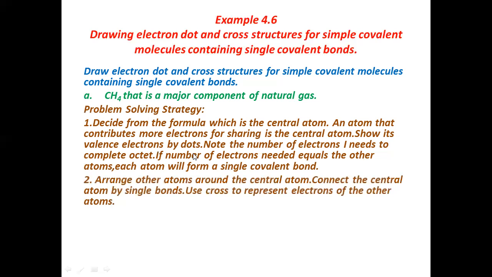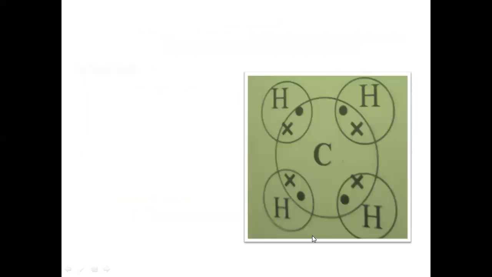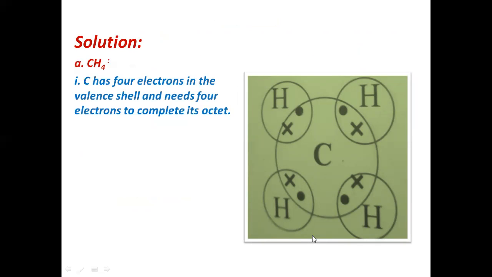So arrange other atoms around the central atom. Connect the central atom by a single bond. Use cross to represent electrons of the other atom. We will represent the electrons of carbon by dots, and those of the hydrogen atoms by cross. Check whether the arrangement of electrons satisfies the octet rule or not. Solution of structure of methane, or electron dot and cross structure of methane.